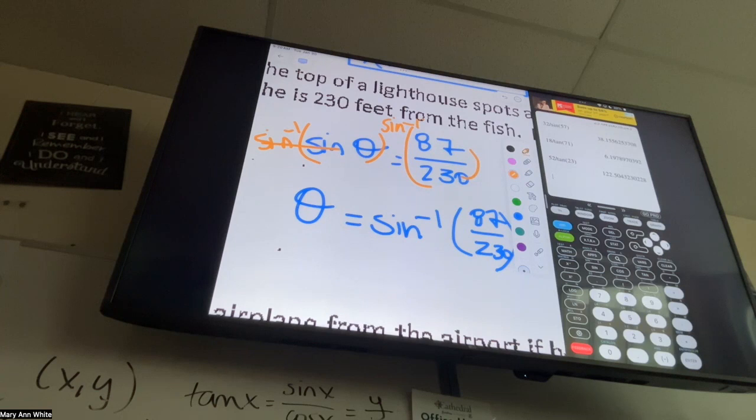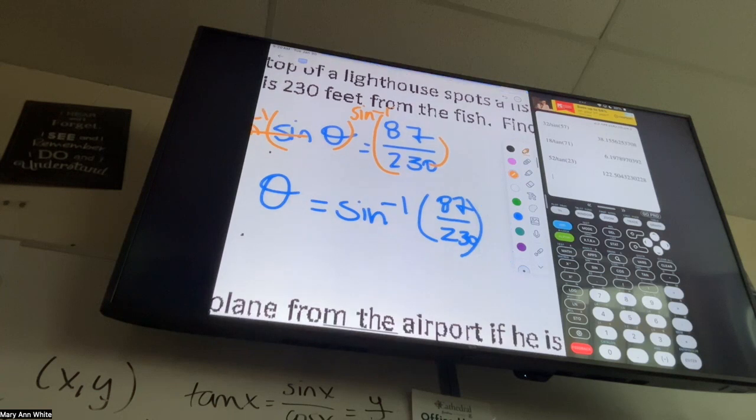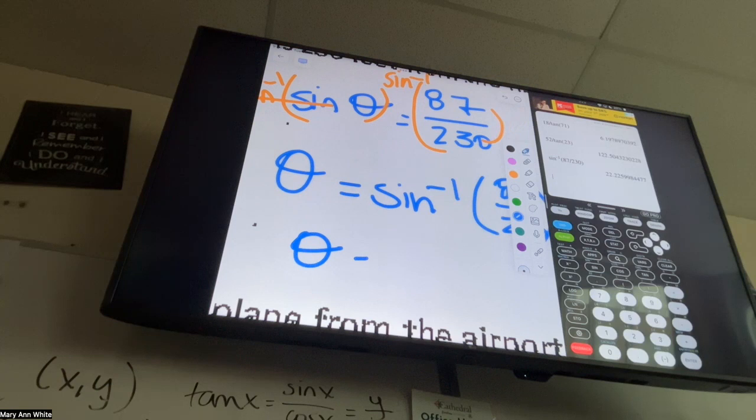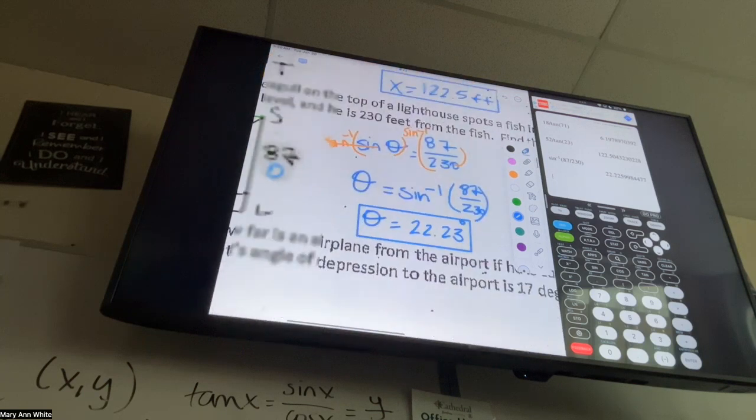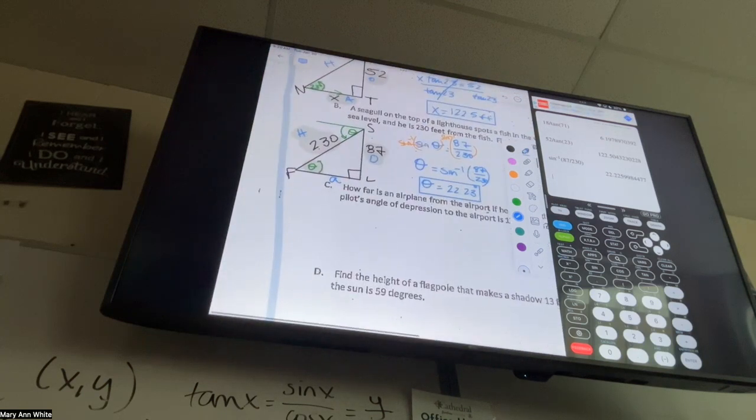And I'm left with inverse sine of 87 divided by 230. So go ahead and press second sine and then 87 divided by 230. I try, especially with your class, to be cognizant of calling these reciprocals and not inverses, because inverse is the -1. So inverse is -1, so that angle is 22.23. Any questions yet?